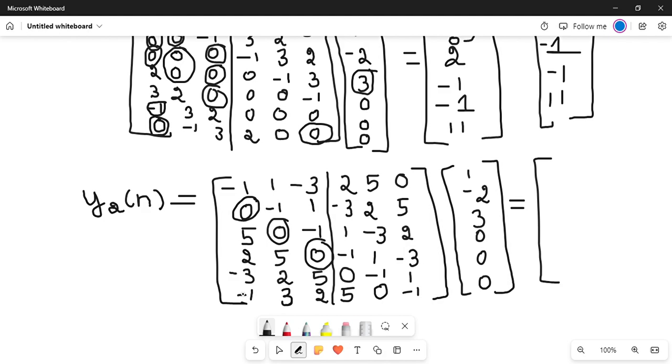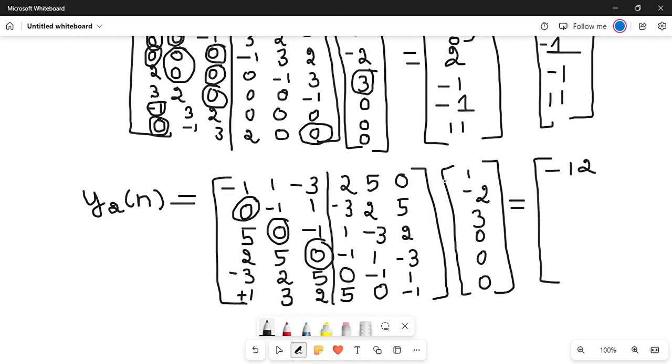Plus 1, I'm sorry. So now if we start the multiplication, minus 1 into 1 is minus 1. And 1 into minus 2 is minus 2. So minus 1 minus 2 is minus 3. And minus 3 into 3 is minus 9. So minus 9 minus 3 is minus 12. Fine, minus 12.